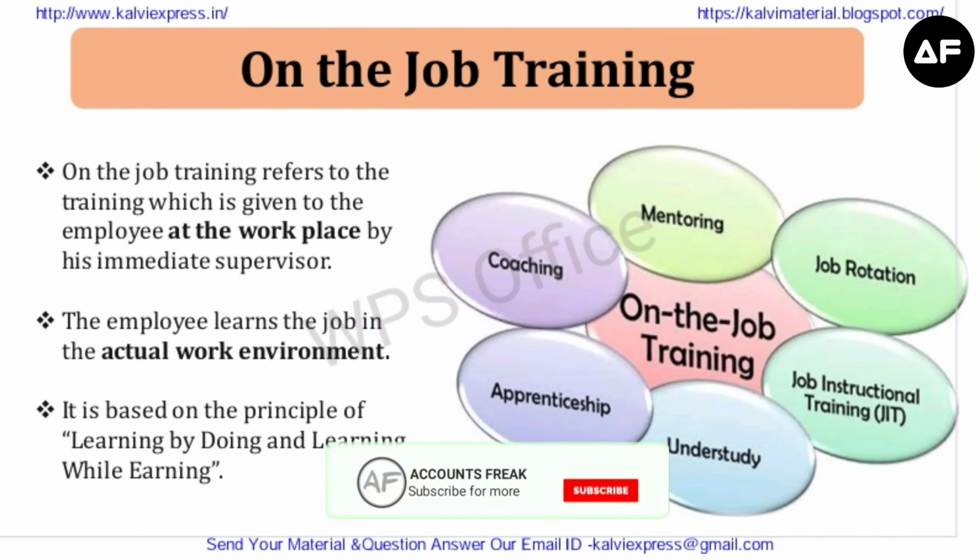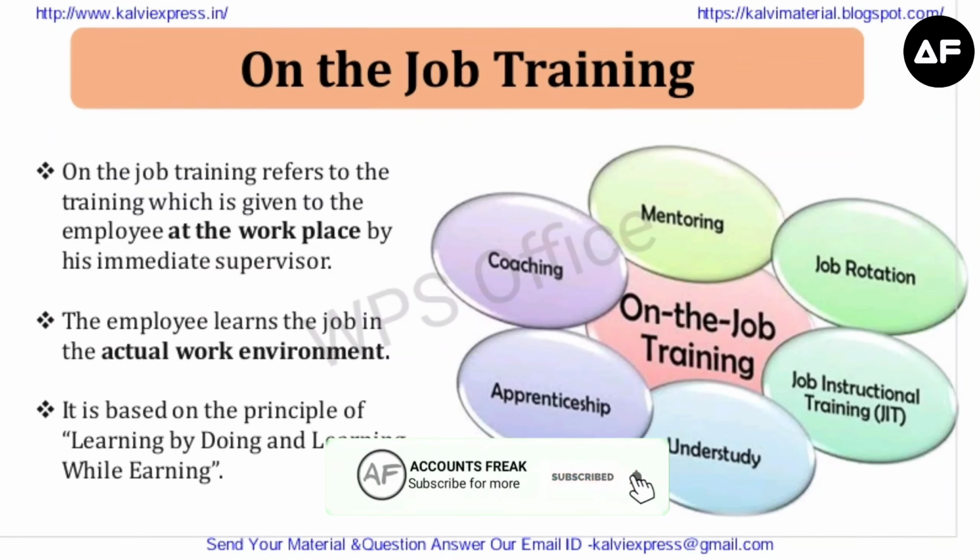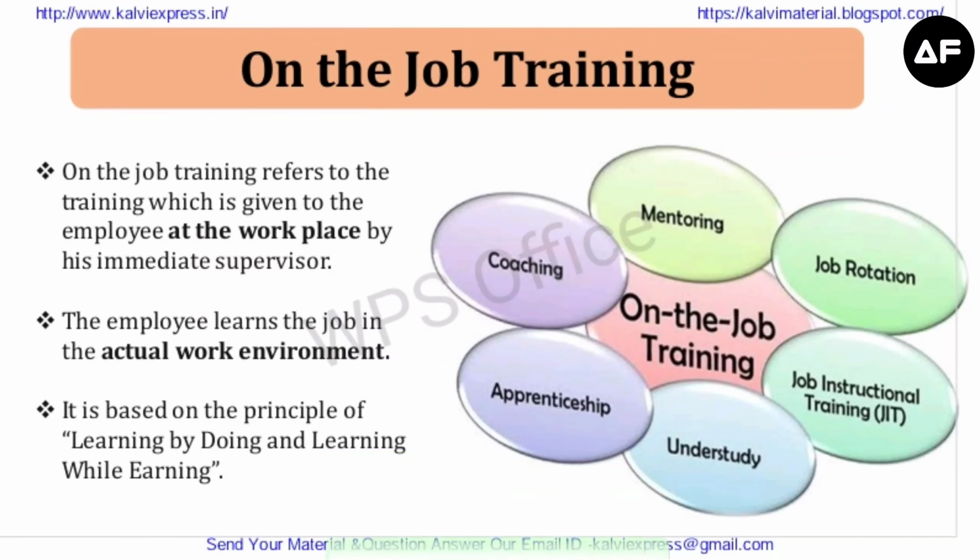On the job training is where an employee learns the work from his superior at the work spot. This is based on the principle of learning by doing and learning while earning. This kind of on the job training is suitable for short period learning. There are totally 7 methods of on the job training provided to an employee.